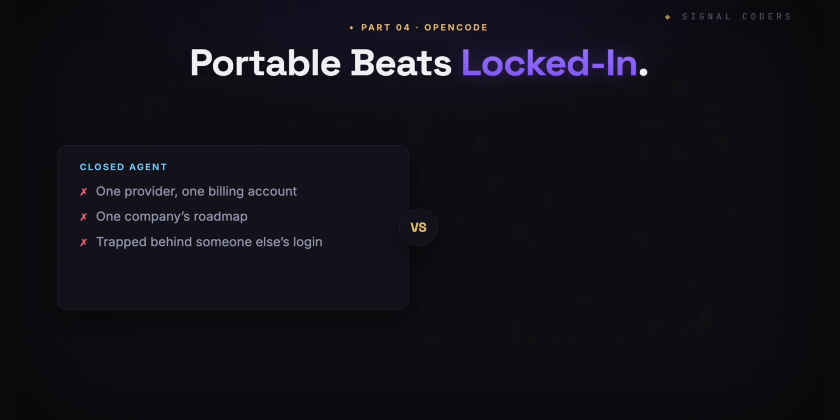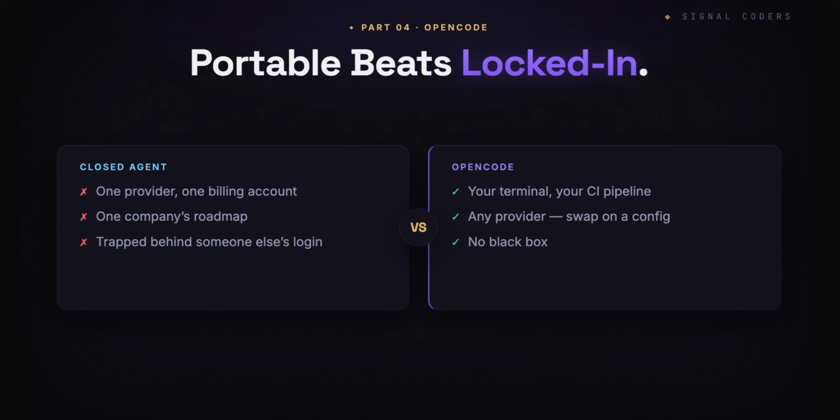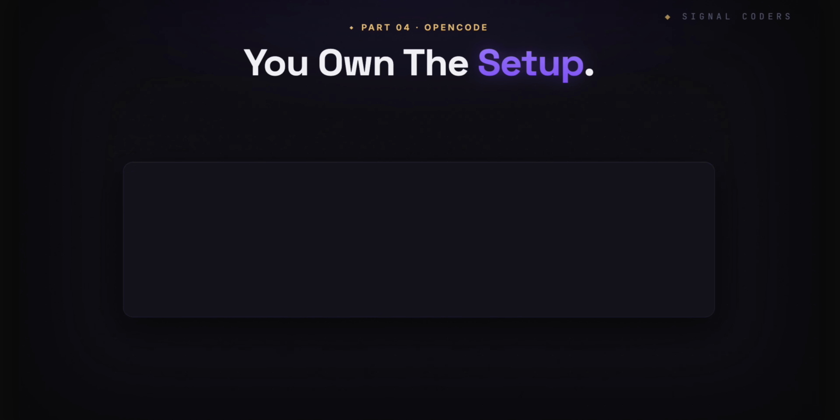Put them head to head. A closed agent locks you to one provider, one billing account, one company's roadmap. OpenCode runs fully in your own terminal and your own CI pipeline. Portability, provider choice, and no black box. If your workflow lives in scripts and servers, an agent that runs where your code runs beats one trapped behind someone else's login.